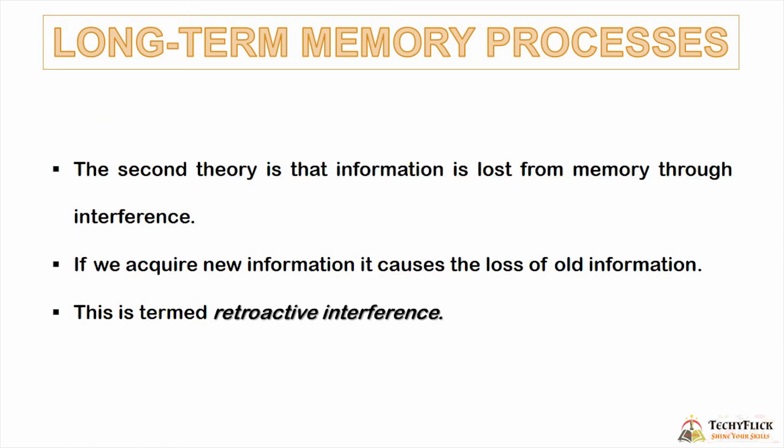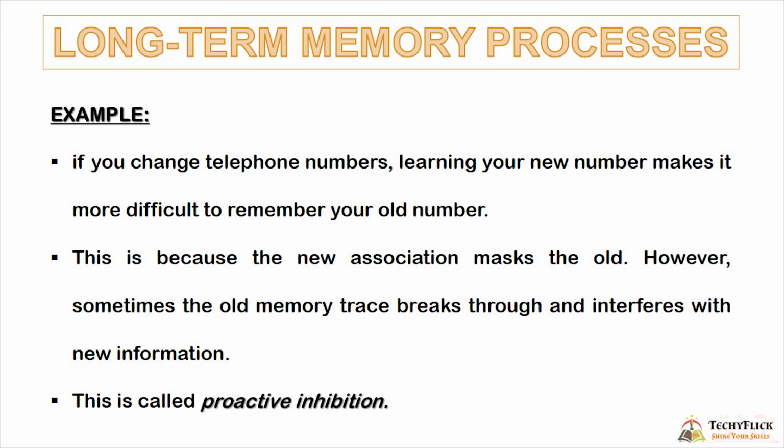The second theory, interference, states that information is lost from memory through interference. If we acquire new information, it causes the loss of old information. This is termed retroactive interference. For example, if you change telephone numbers, learning your new number makes it more difficult to remember your old number. This is because the new association masks the old. However, sometimes the old memory trace breaks through and interferes with new information. This is called proactive inhibition.